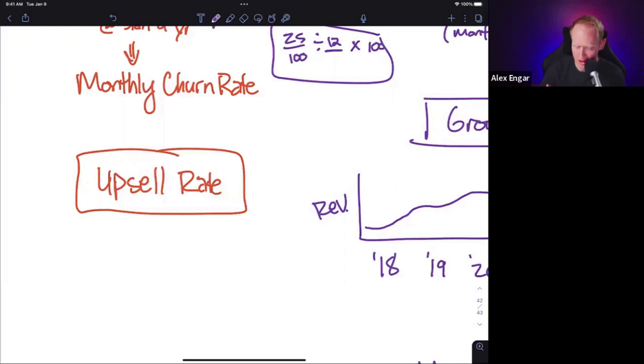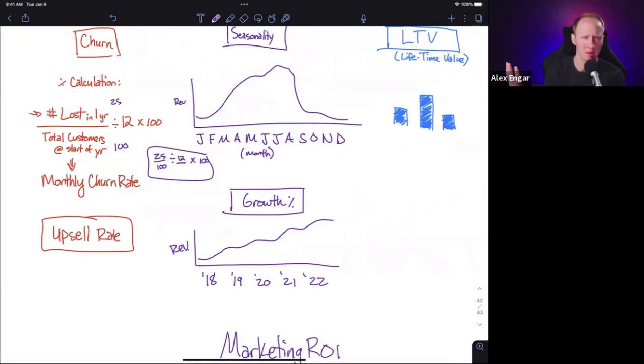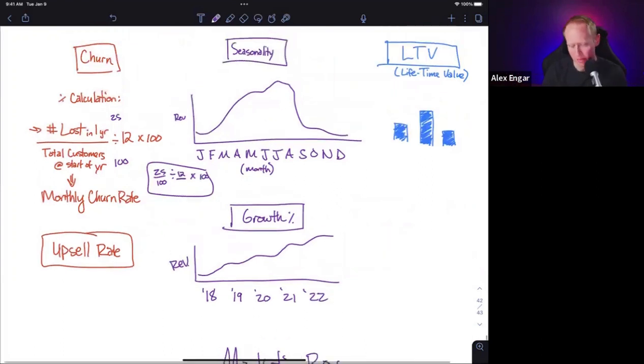I'm sure there's others here, and we can talk through them. If you think of one where you're like, hey, Alex, what about this? We can totally add it here. But those are the recurring revenue specific numbers that we need to know.